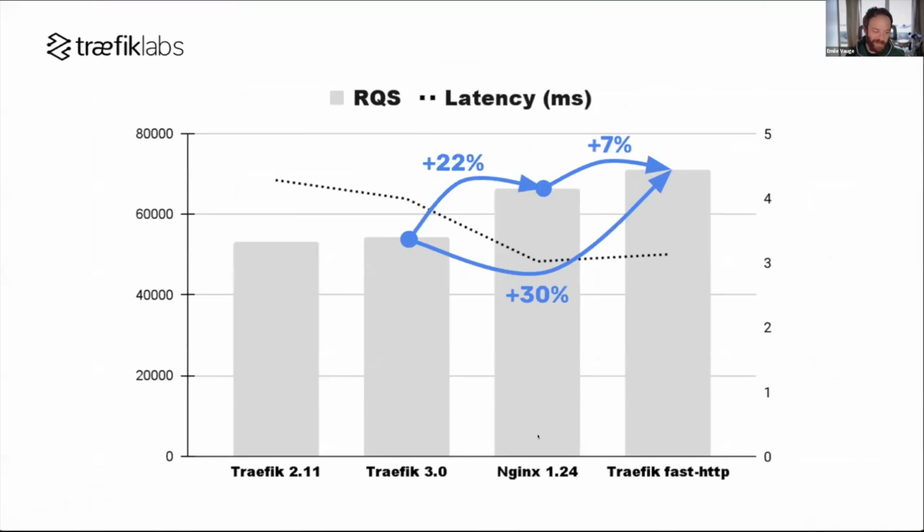So yeah, to me, that's pretty crazy, because Traefik is not only the simplest or the most cloud-native reverse proxy out there, but it's about to be the fastest. So it's super exciting.